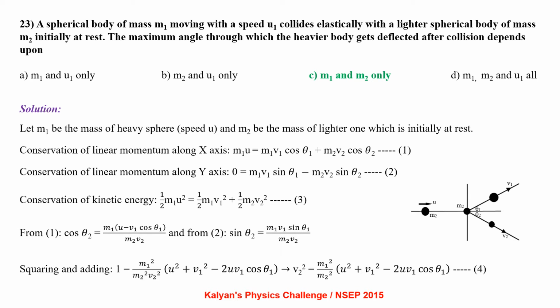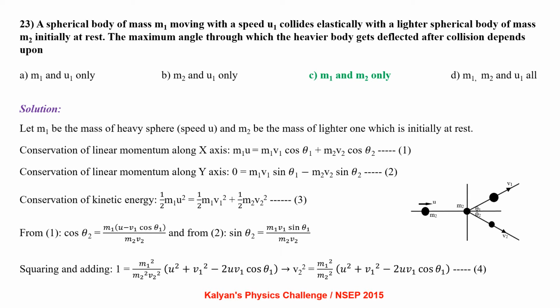Applying conservation of linear momentum along the x-axis, m1 u equal to m1 v1 cos theta 1 plus m2 v2 cos theta 2. Applying conservation of momentum along the y-axis, 0 equal to m1 v1 sin theta 1 minus m2 v2 sin theta 2. Conservation of kinetic energy, half m1 u square equal to half m1 v1 square plus half m2 v2 square.